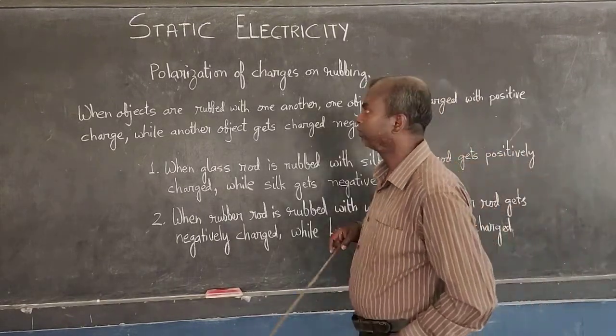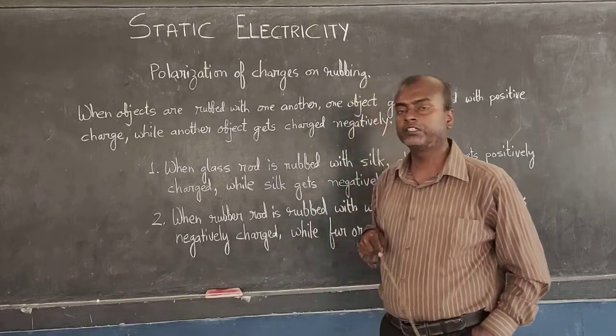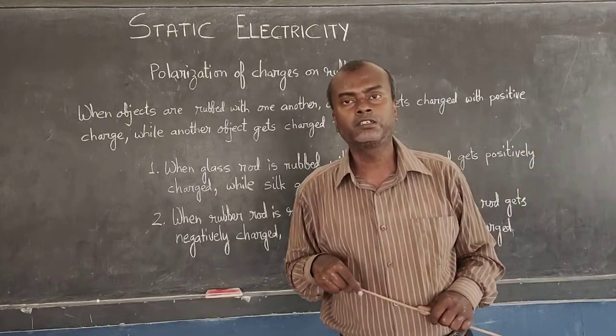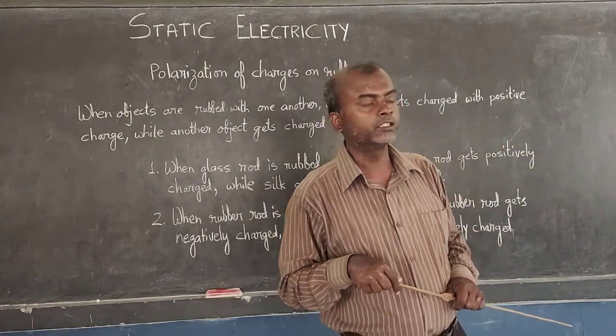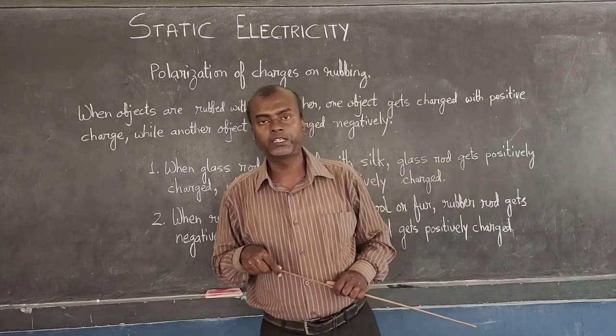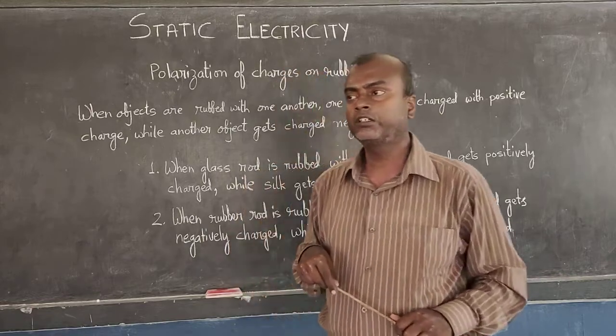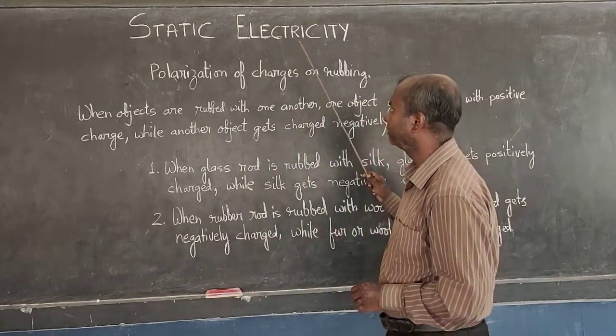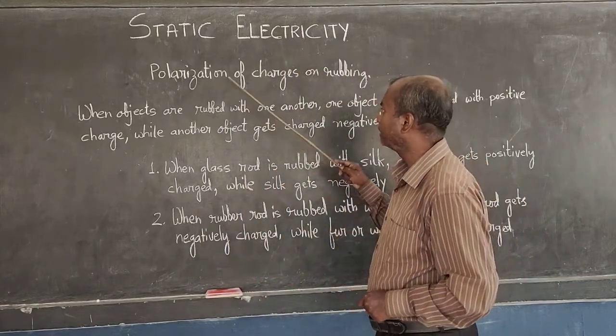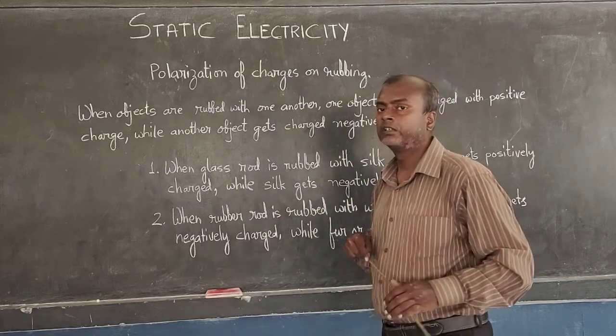Class 8. Today's topic of discussion is static electricity. Static electricity is a type of electricity. Electricity is of two types, static and current electricity. Current electricity will be discussed later on. Static electricity means polarization of charges on a domain.